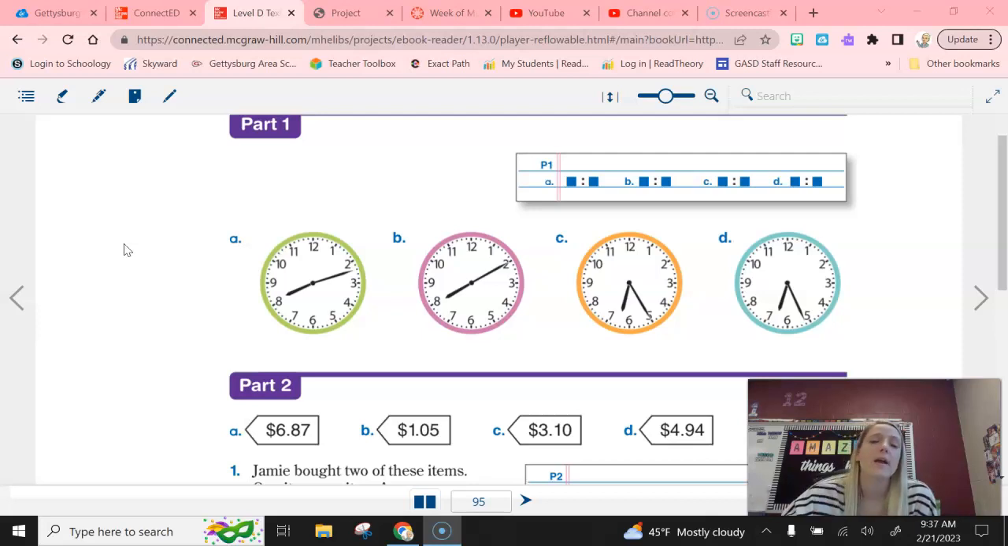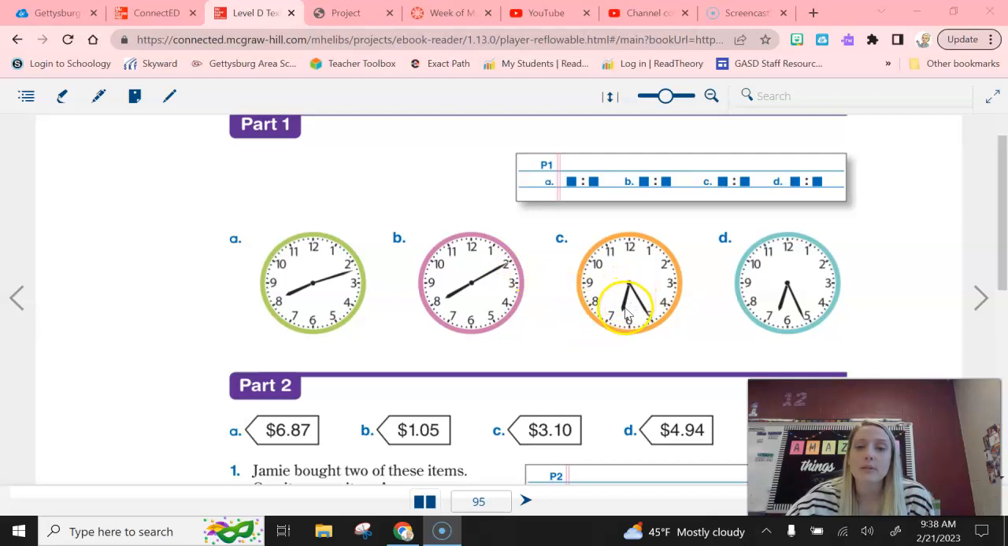Let's take a look at A. If you notice, this is the hour hand right here on 8, so it is 8 o'clock. Now let's do the minutes. Starting at 12, we're counting by 5s. 5, 10. We can't have another group, so let's count by 1s. 11, 12. So this should be 8:12. B, we still have our hour hand on 8 o'clock. Now we're going to count by groups of 5 for the minutes. 5, 10. This is 8:10.